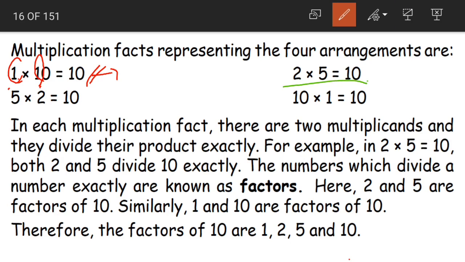Coming to 2 into 5. Now here 10 is having 0 in the ones place, so it is exactly divisible by 2. Again, as it is having 0 in the ones place, it is exactly divisible by 5 as well. Yes or no?